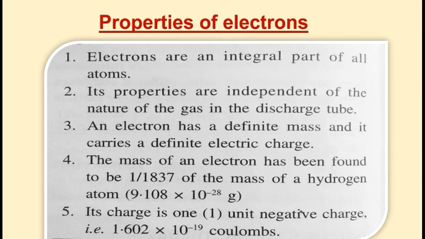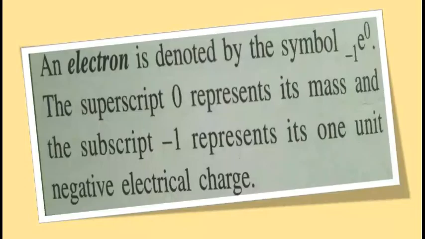Its charge is 1 unit negative charge, that is 1.602 into 10 raised to minus 19 coulombs. Here, coulomb is a unit of charge, and from this we can understand that electrons have negative charge and it is 1 unit negative charge. An electron is denoted by the symbol -1 e raised to 0. The superscript 0 represents the mass and the subscript -1 represents its 1 unit negative electrical charge.